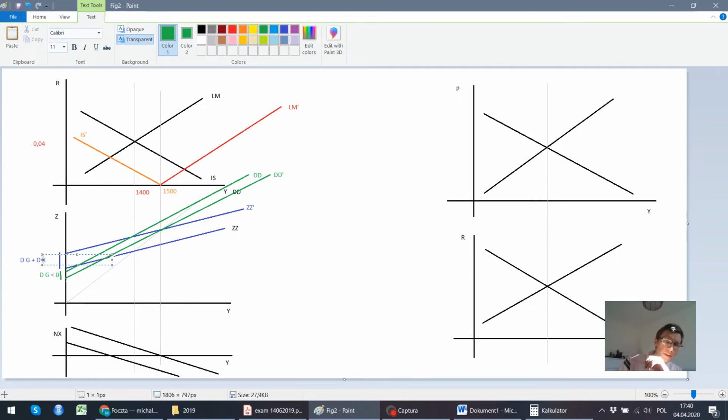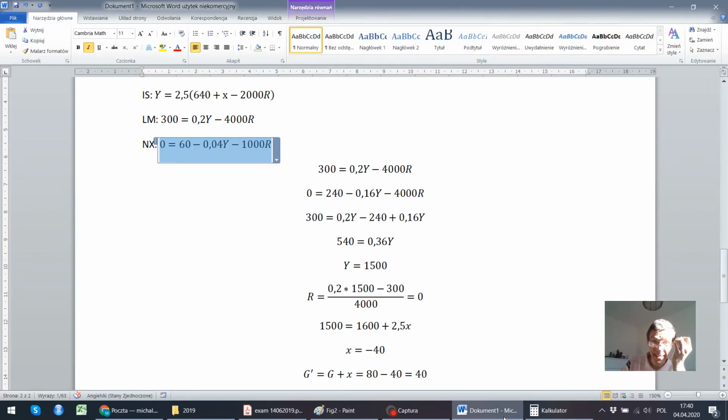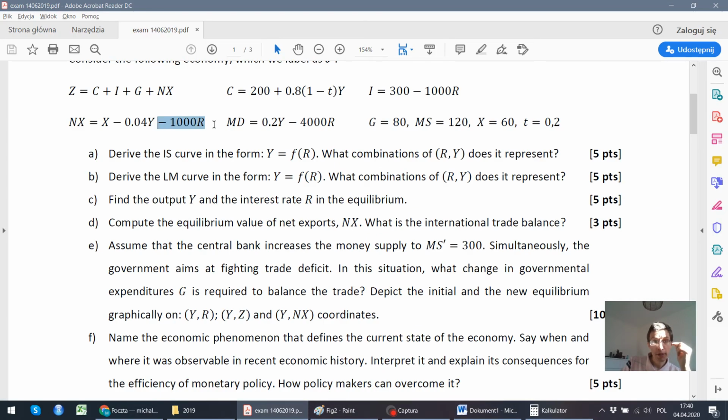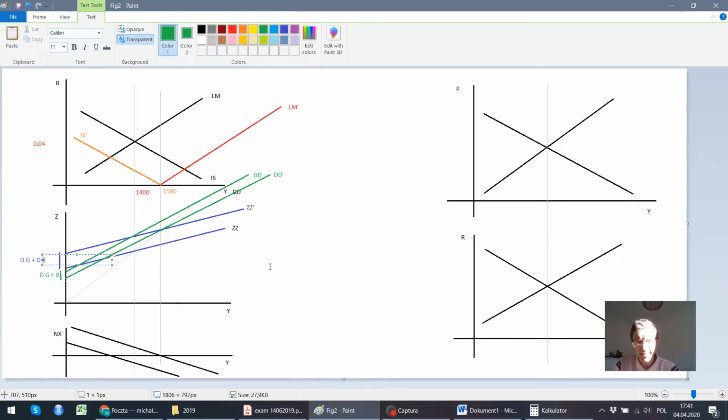And here, well, I assume that this is positive. In fact, when you do the exact math, this dG, which is 40, and this dX that is coming from the change in interest rate is exactly 0. Because this is equal to minus 40, which is plus 40 in terms of shifting, which means that the ZZ curve should not move at all in, let's say, the exact drawing, but okay, who cares? We still have it drawn correctly.